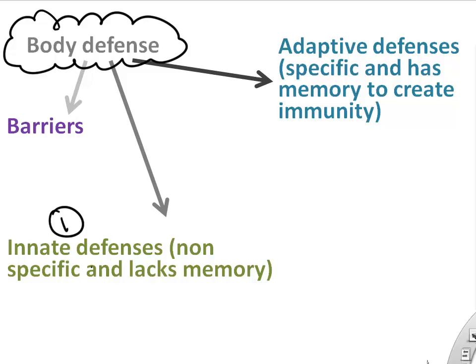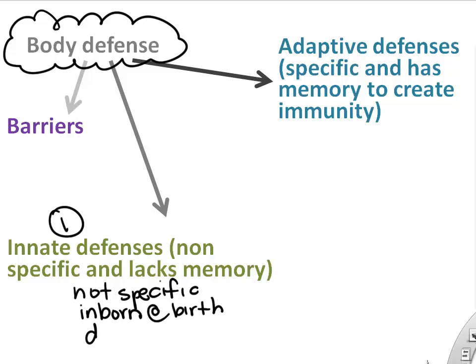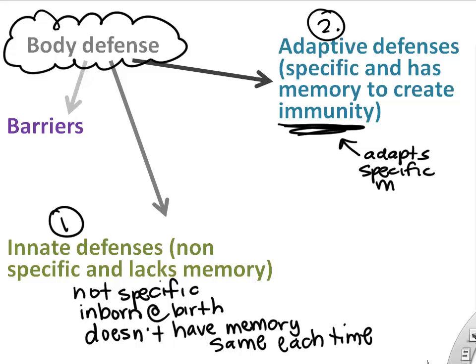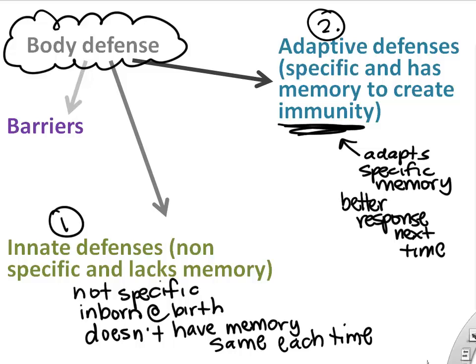So what about our body's defenses against these things? Well, we have what's called the innate or inborn defenses, which are not very specific, but it's good because they're programmed in you and you have them from birth. Basically, they don't have any memory, though. They respond the same each time. You also have these adaptive defenses, which are very specific, and they have memory. And so actually, each time they respond better.